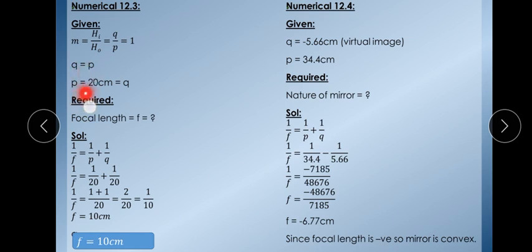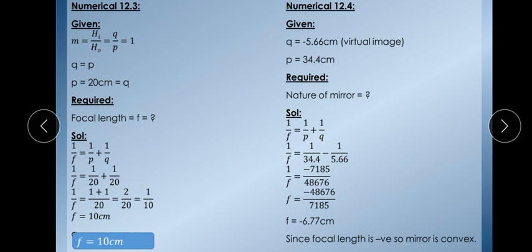So q by p will also be equal to 1, and q will become equal to p. The p is given as 20 centimeter and we have to find the focal length. Again we will use the same relation as used in the previous numericals: 1 over f is equal to 1 over p plus 1 over q. Then in the next step we will put the values of p and q. As the value of p and q is the same, it will become 1 over 20 plus 1 over 20.